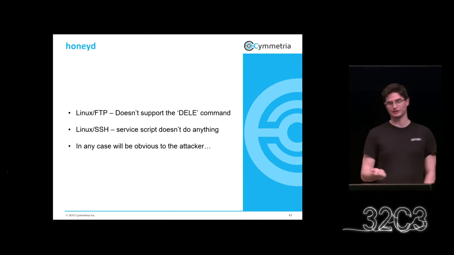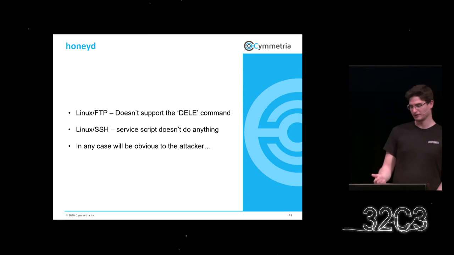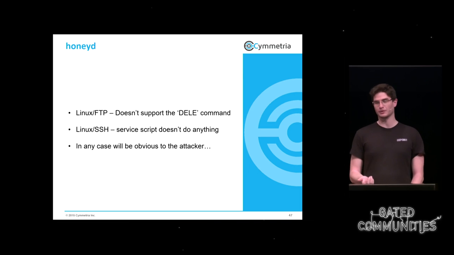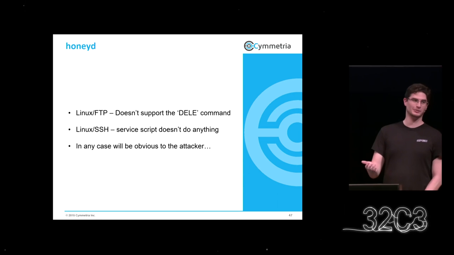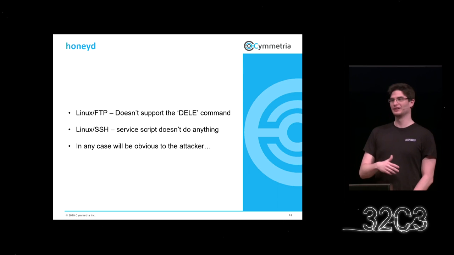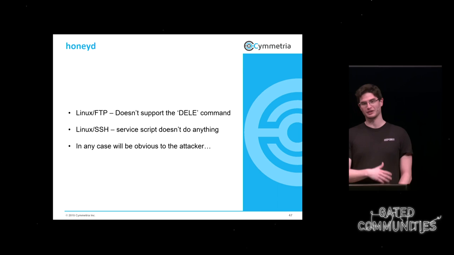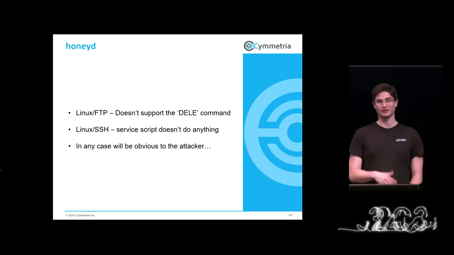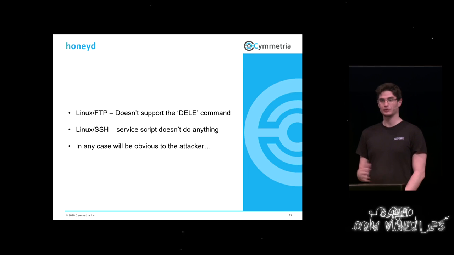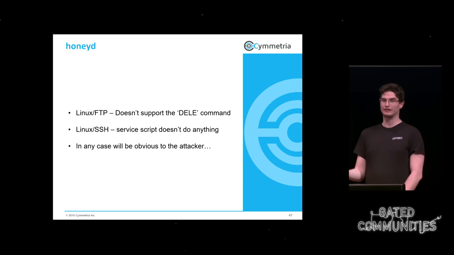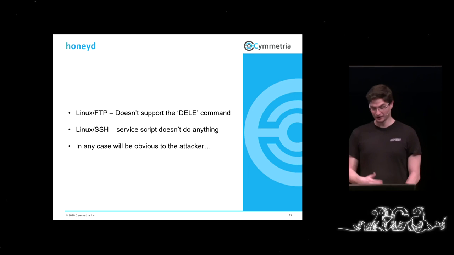So if we look at the other service protocols, there's a lot of other ways to fingerprint. For example, the FTP doesn't support the DELE command, which lets you delete files. I'm assuming they did this on purpose because it's very scary to enable deletion of files on a honeypot, because if you have any sort of bug in that, you're really risking your system. Secondly, the SSH script, for some reason, doesn't do anything. It just opens up the port and doesn't reply at all. So that's another way of detecting it. And in any case, it'll be very obvious to the attacker that this is HoneyD, right?